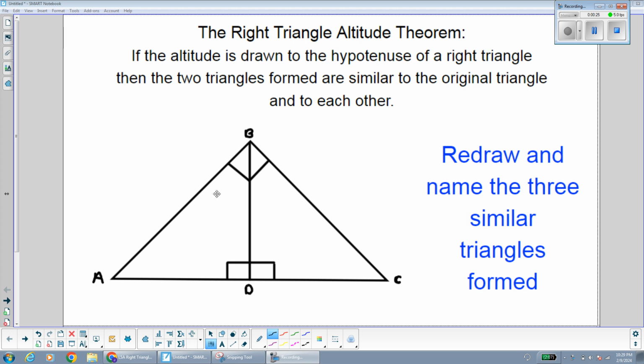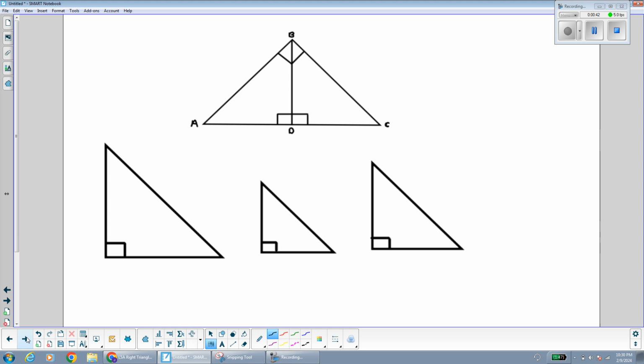First, we're going to take the big right triangle and the two smaller right triangles, and we're going to redraw them so that they're facing the same way, and we can see which parts correspond from the three different triangles. So what we're going to do first is redraw the big right triangle.